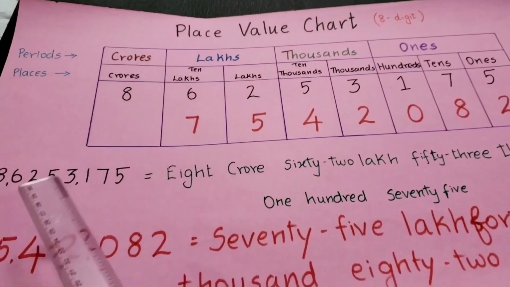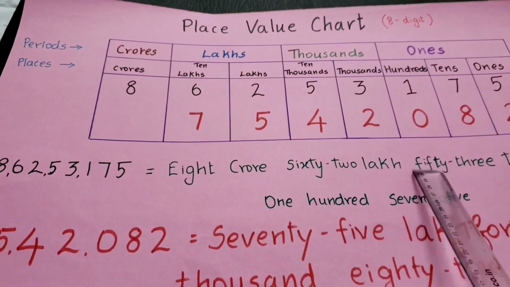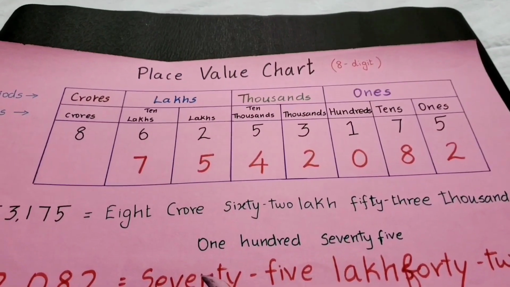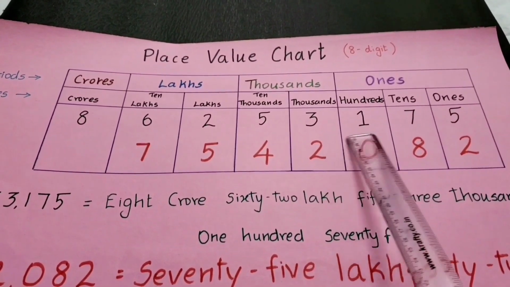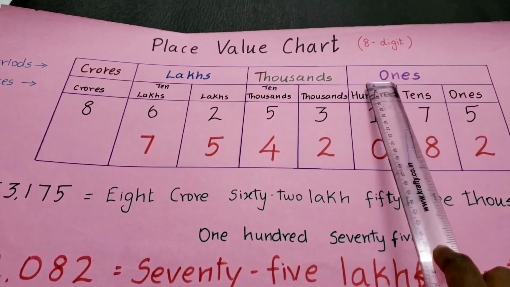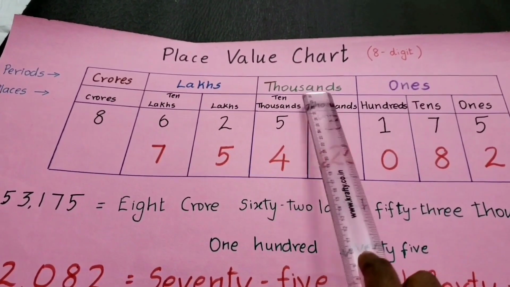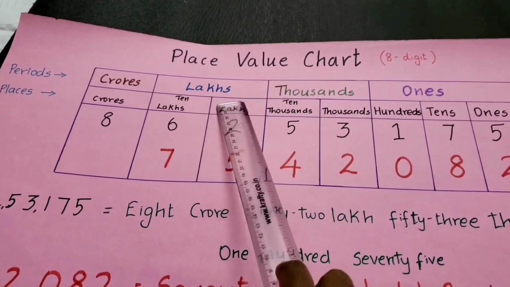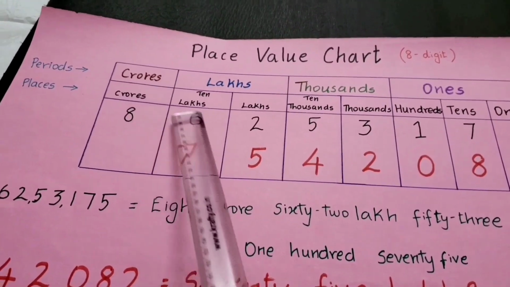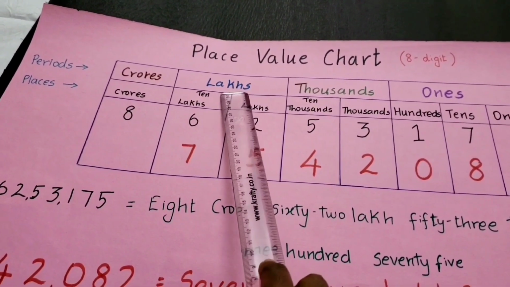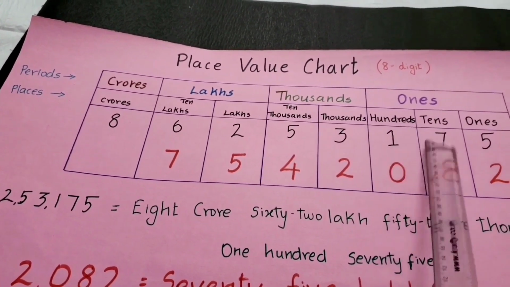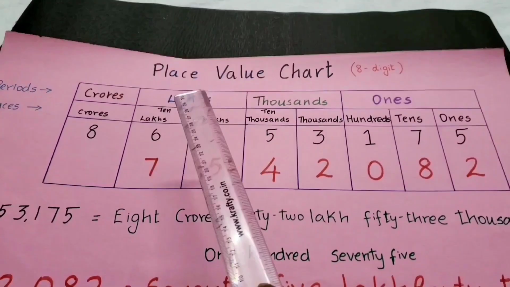Let's see how to represent this number in the form of words. The digits under the same period have to be read together. So 175 lies in the ones period, 53 in thousands, 62 in lakhs, 8 in crore. 8 crores, 62 lakhs, 53,175.